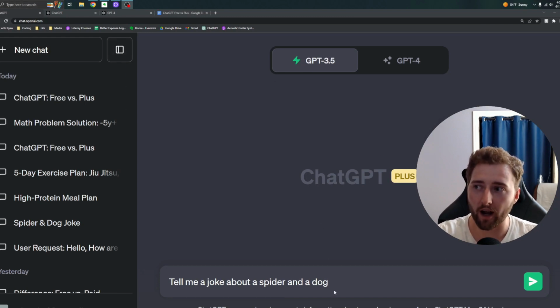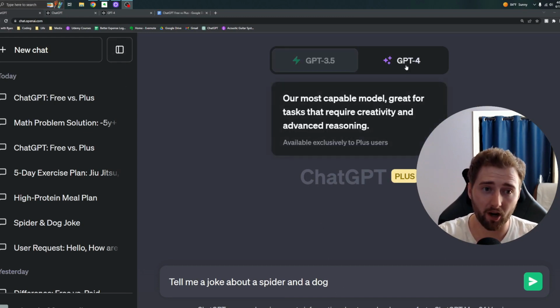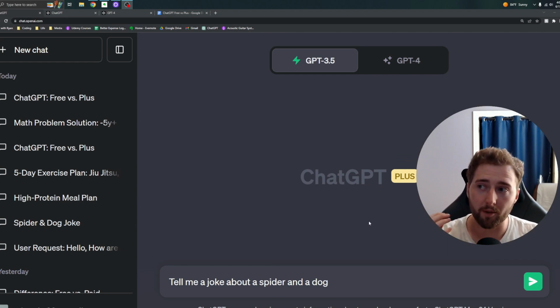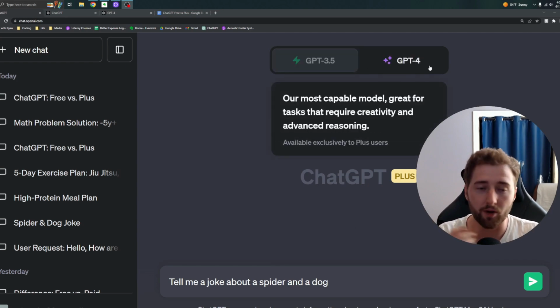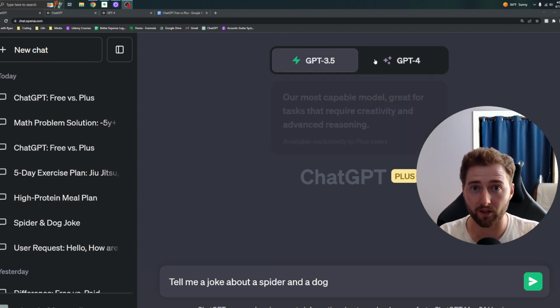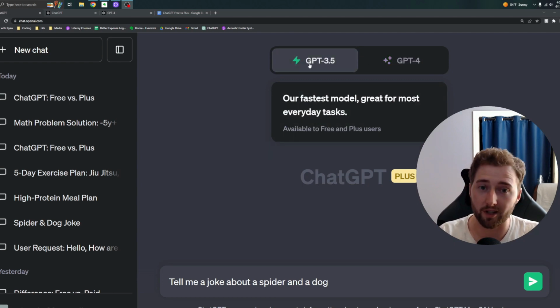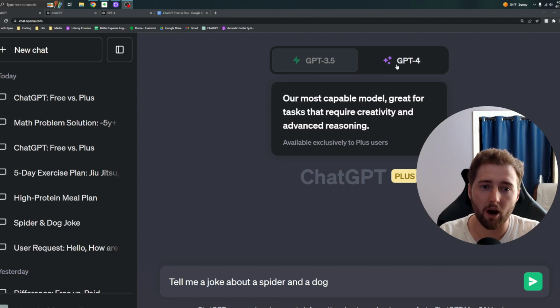One thing to note as I'm going to start with these challenge prompts is that whenever you pull up the page and have a Plus membership, you can now choose which model you would like to use. So you can use the GPT 3.5 for the fastest speeds and everyday tasks, or you can select GPT-4 for a more advanced model and reasoning.